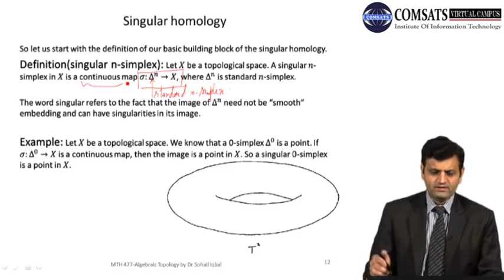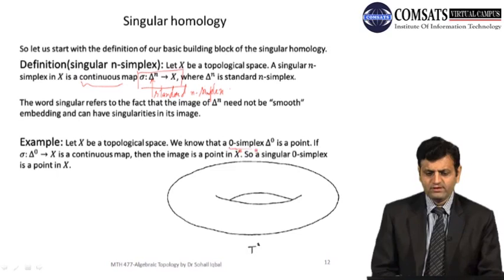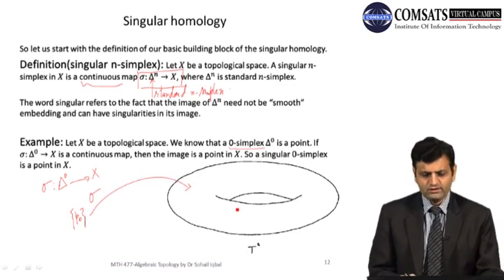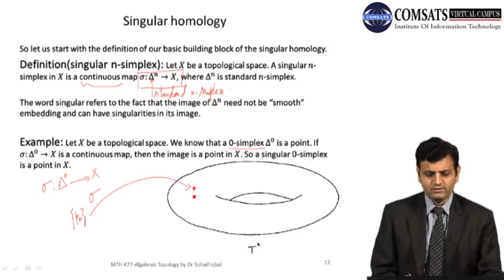Okay, so let's consider an example, starting from a very simple example of a zero simplex. A zero simplex is basically a zero singular simplex, in fact. So a zero singular simplex is going to be a continuous function from a zero simplex to X, and we know what zero simplexes are. These are just the points. So basically a continuous function from a point P0 to, for example, this torus. So it's going to be just a point in the torus.